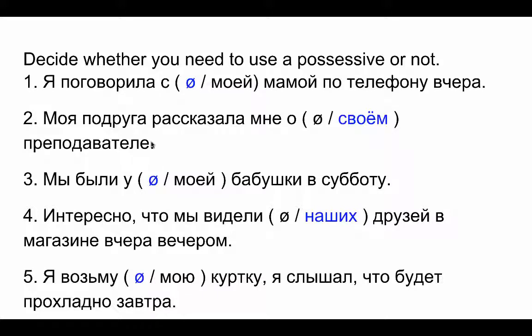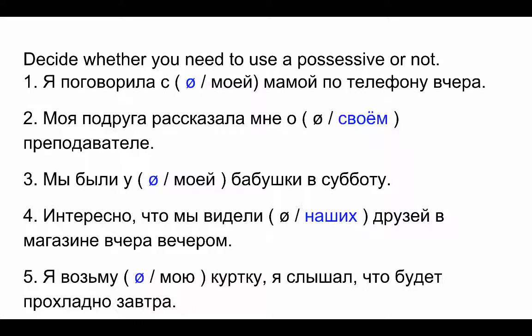Мы были у бабушки в субботу. We might leave out моей, because in the context, if we understand whose grandmother it is, we're just likely to not even say моей. Although, again, if it's not clear, we will probably put in моей, or it's not really wrong to put it in. It's just a little bit redundant. Интересно, что мы видели наших друзей в магазине вчера вечером. Here I think we're more likely to put this in, just because whose friends could be ambiguous.